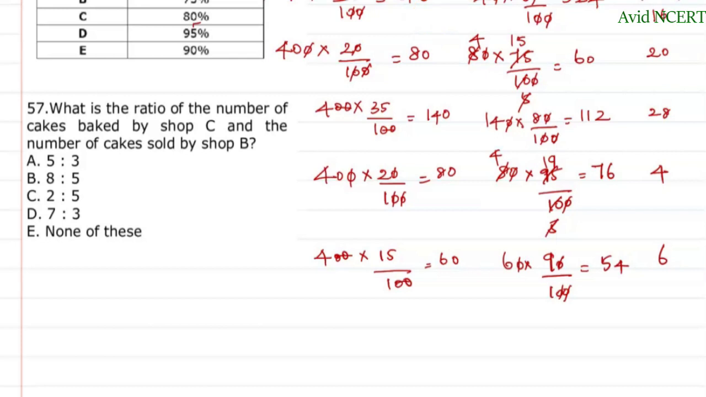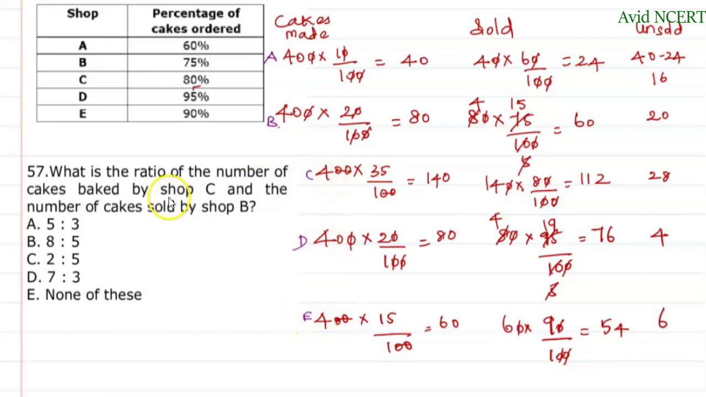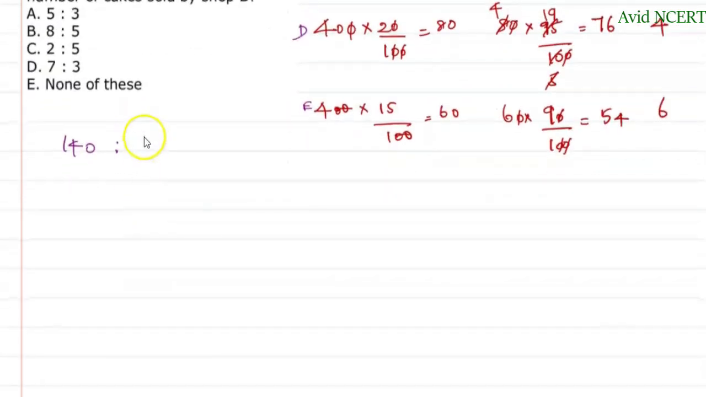57th problem from the SBI PO 2020 question paper. What is the ratio of the number of cakes baked by shop C and the number of cakes sold by shop B? So the number of cakes baked by shop C, that is made by shop C, is 140, is to, since they are asking for a ratio, it's is to, the number of cakes sold by shop B. So sold by shop B is 60 cakes. So we just have to simplify this.